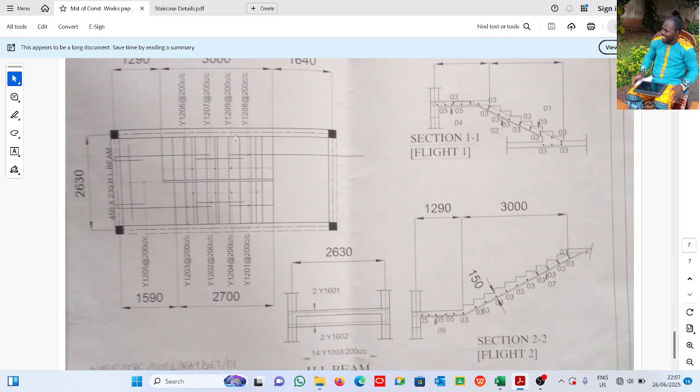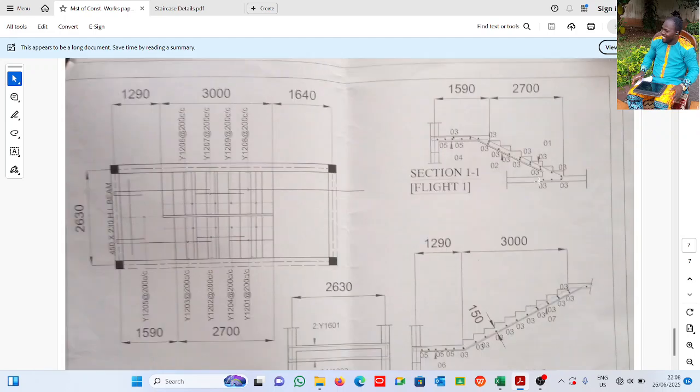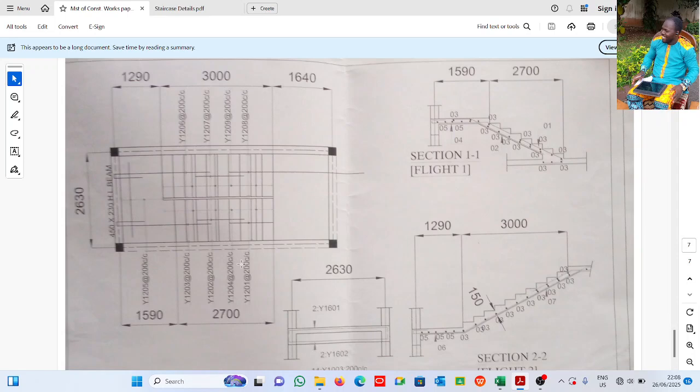So what this means is that this staircase is onto this wall, and this part is onto this wall. This is where you have your landing. This is 1590. If you come to this detail, this is 1590. So this is your landing here. Then you have your riser and tread, and of course you have the waist. Basically that's the staircase. So we'll look at them one after the other.